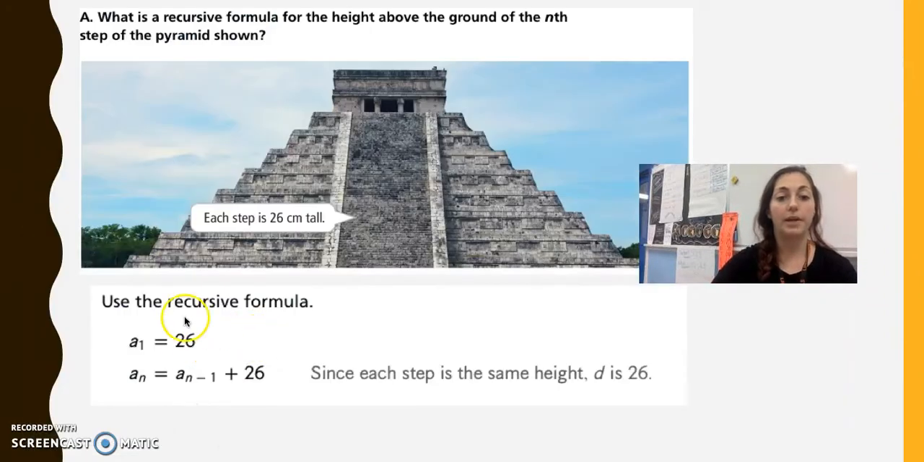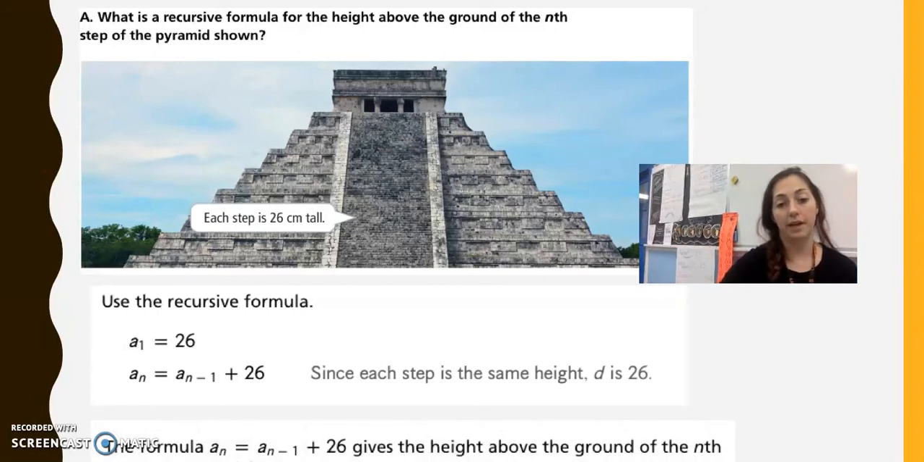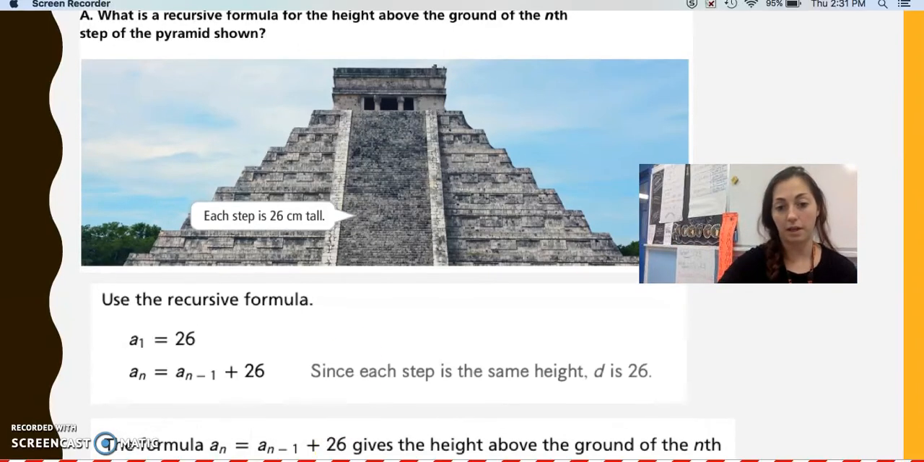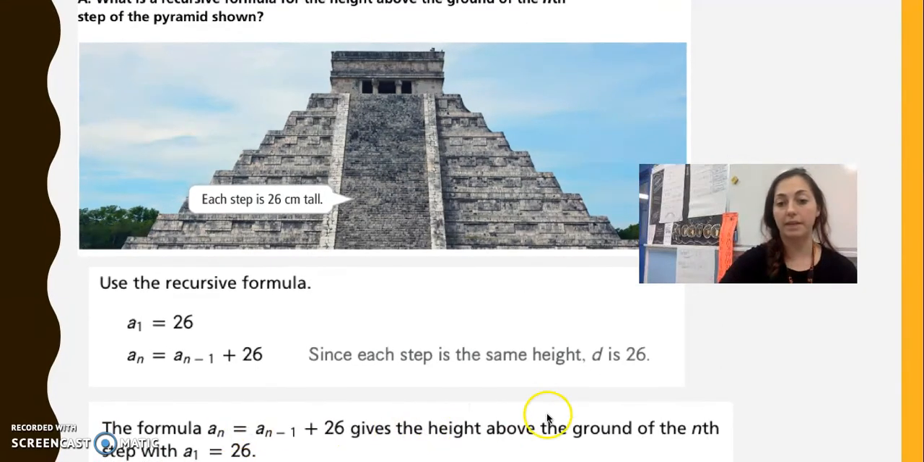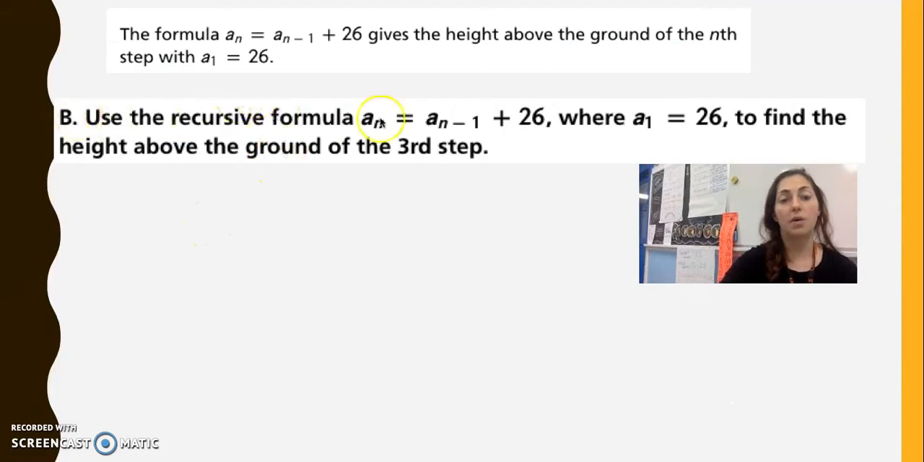Well, we know the first step is 26 centimeters. So all that means is a sub n equals a sub n minus 1 plus 26. That's it. That's your answer. It's saying whatever the previous one is, add 26 to it. The formula gives the height above ground for the nth step with a sub 1 equals 26. So the second part to this, that's just the answer I just told you.